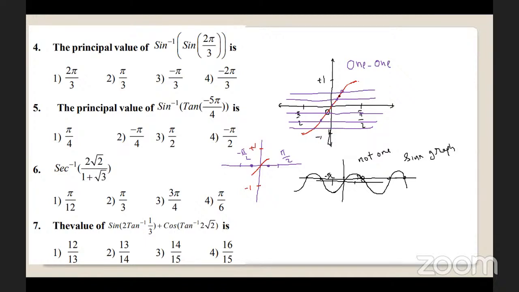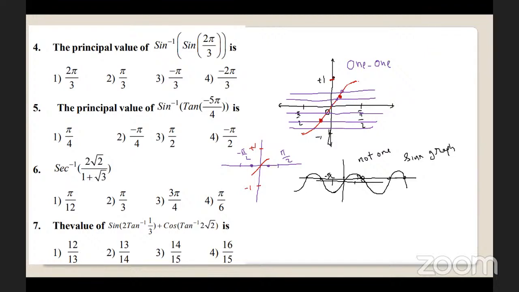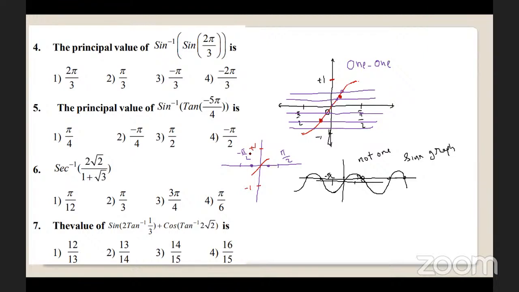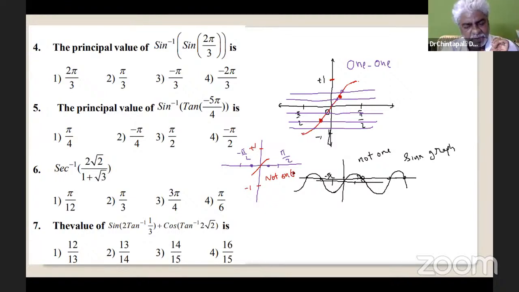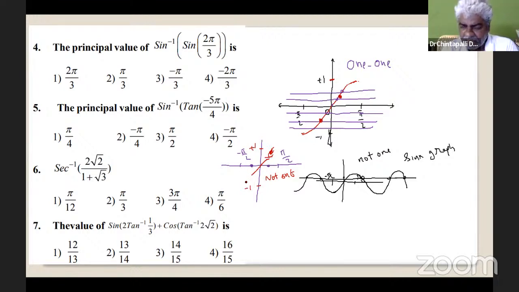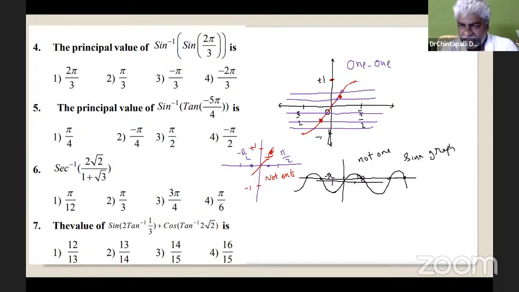That means if we stop here, it's not reaching the maximum value. What is the maximum value of sin x? 1, sir. So there is some gap to reach the maximum value, right? It is not onto. This function is not onto because there are some values missing in this graph. It's not reaching the highest or least value. That's why it is not onto.